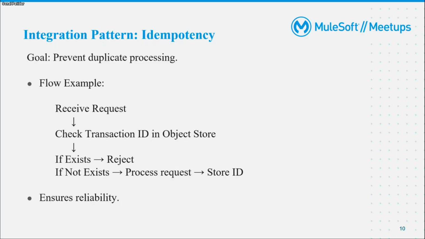Second one is idempotency. Idempotency is very important for APIs like payments. We don't want the same request to be processed twice. So we store the request ID and check before processing. This pattern prevents duplicate processing. We check if a transaction ID already exists. If yes, we reject the request. If not, we process and store it. This ensures reliability in APIs like payment.